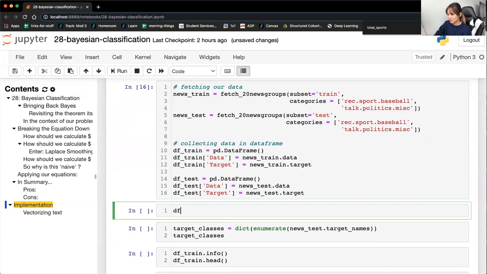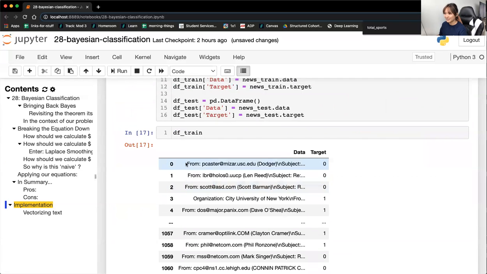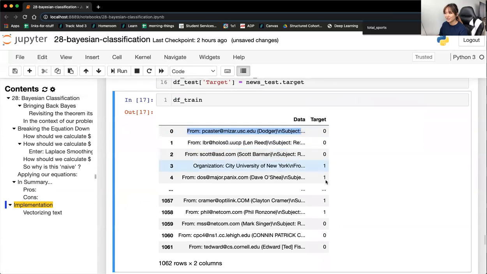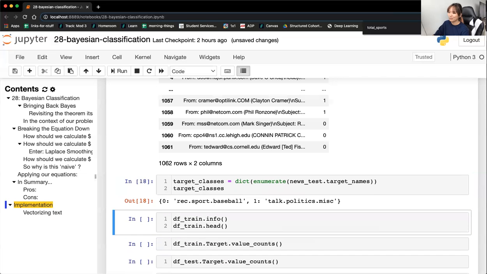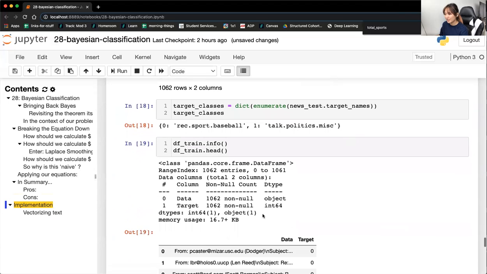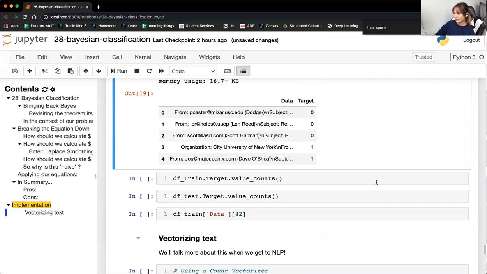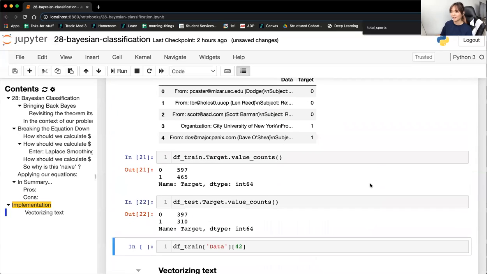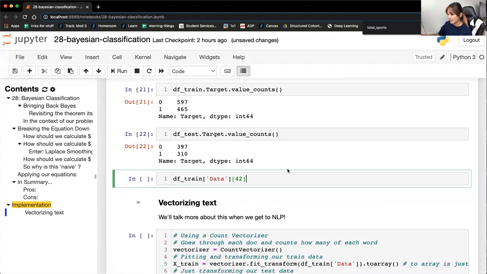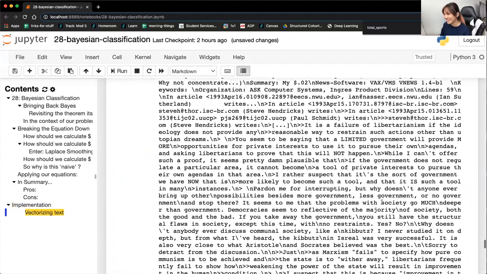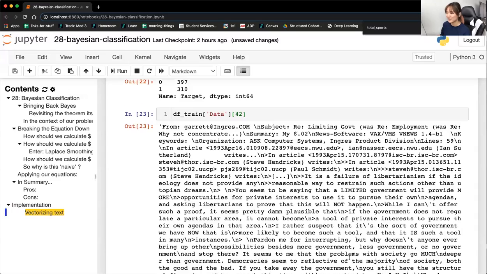Let's look at df_train. df_train right now has this pretty messy looking text data and has your target here, 0 and 1. To take a look at what 0 versus 1 are, 0 is going to be about baseball, 1 is going to be about politics. Just really quick, we have about 1,000 articles in our training set. Let's take a look at how balanced our classes are. Fairly balanced, maybe about 100 off, but I think this is pretty balanced. And again, to take a look at what each article looks like currently, very, very messy. How do we even make sense of this?